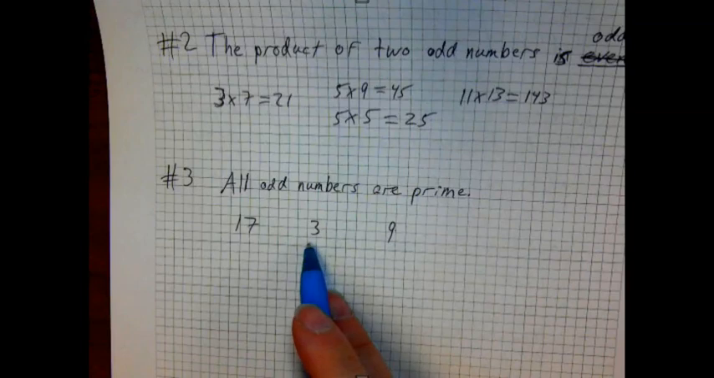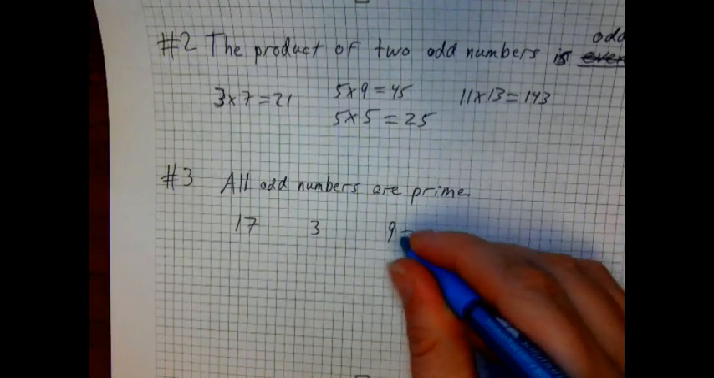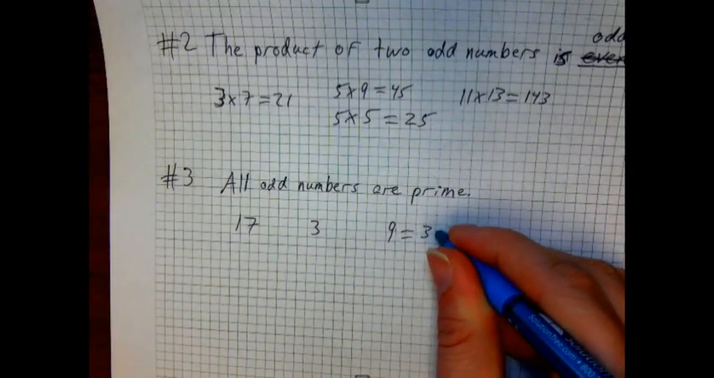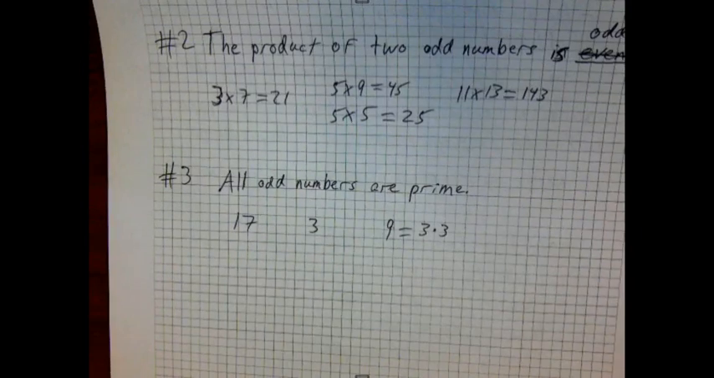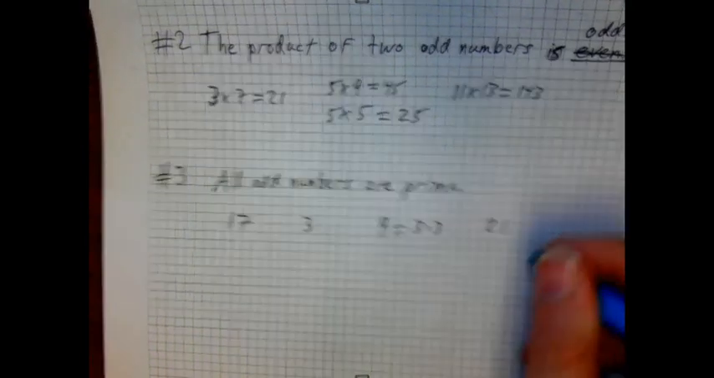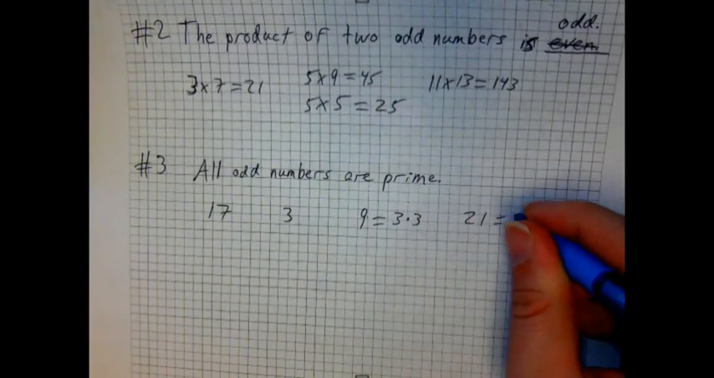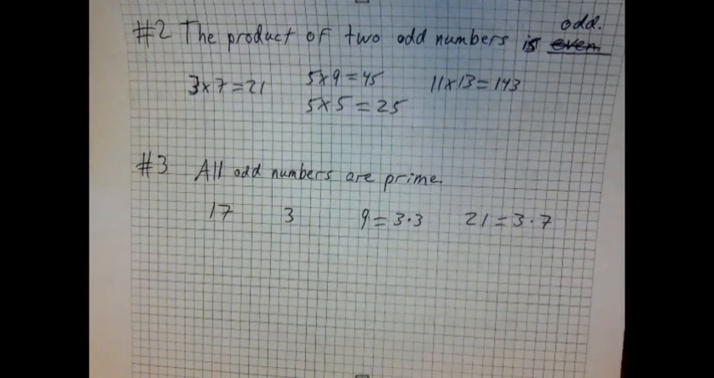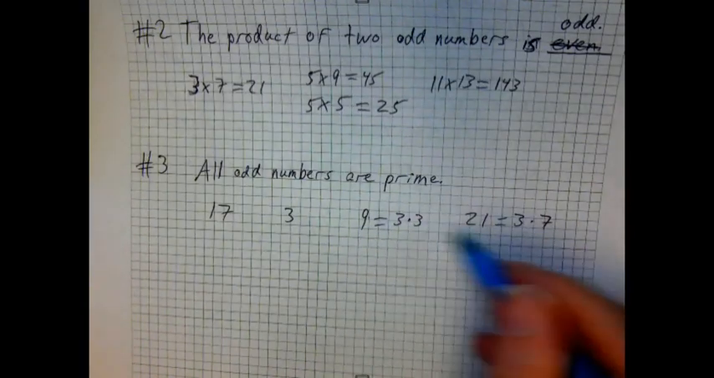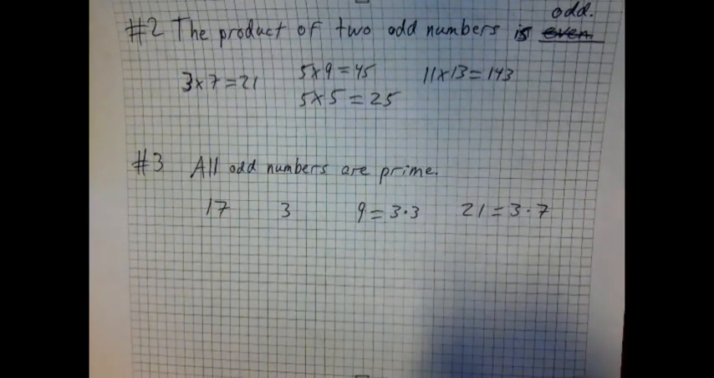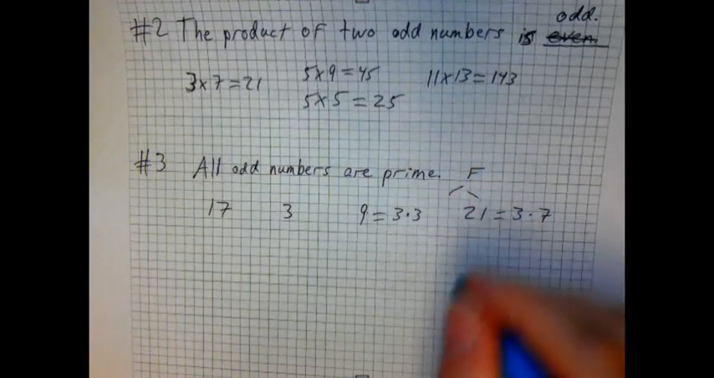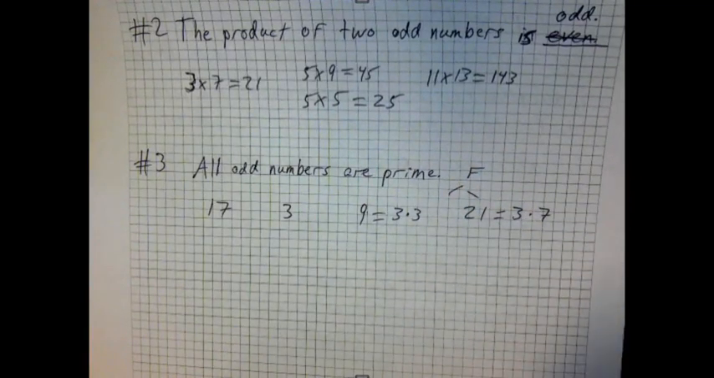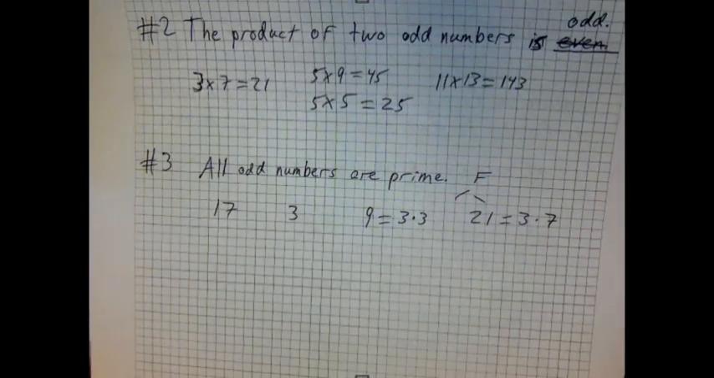Yes, I can divide it by 3. So 9 can be arrived at by doing 3 times 3. So that's my counterexample. Also another one, 21 is an odd number. 21 you can get there by 3 times 7. So those are both factors of 21. They're not 1 or itself. So these are not prime numbers, but they are odd. So no, all odd numbers are not prime. And these are both counterexamples showing that this conjecture is false.